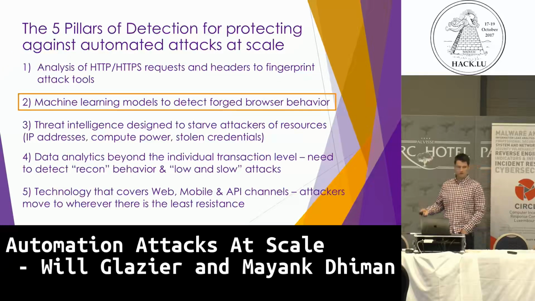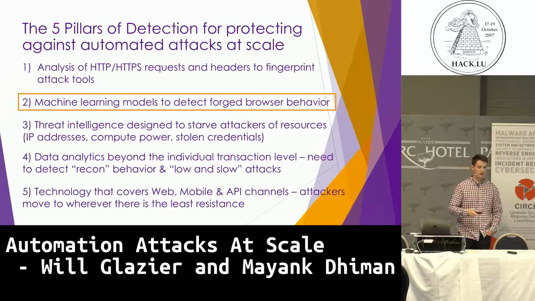The second pillar of detection that we want to talk about is a concept that we've looked a lot at, and we call it forged browser behavior. Why would a normal user advertise themselves in the user agent string as Chrome, but really be running something totally different? It's a suspicious behavior. We don't really care what it is they say they are, and we don't care what they're really behaving like. We just care that they're not acting like who they say they are. And we've developed some machine learning models to parse out these differences.